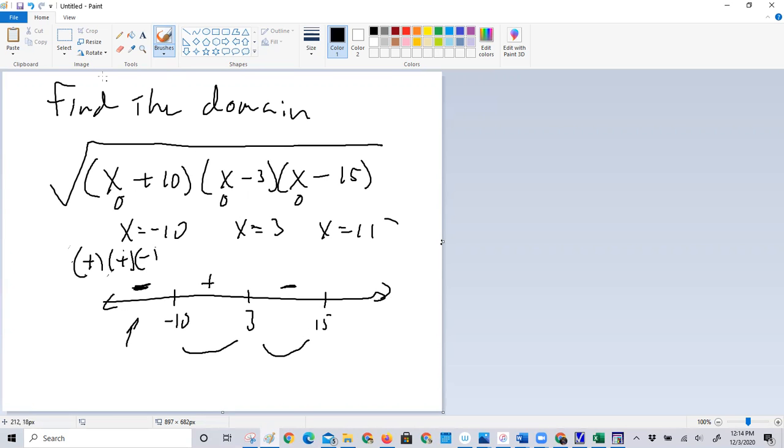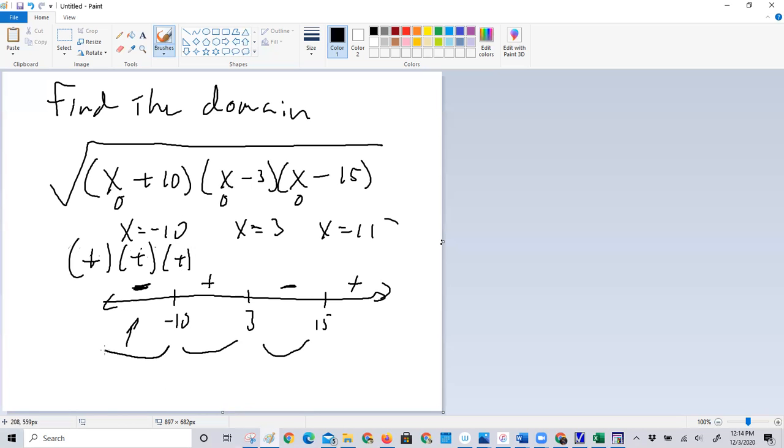Now I'm going to pick a number bigger than 15. I don't know, 20. We could do 16. We could do 100 if we wanted to. Let's say we use 100. 100 plus 10 is a positive number. 100 minus 3 is a positive number. 100 minus 15 is a positive number. And multiplying 3 positives, we get a positive. So remember, we can't take the square root of a negative number.